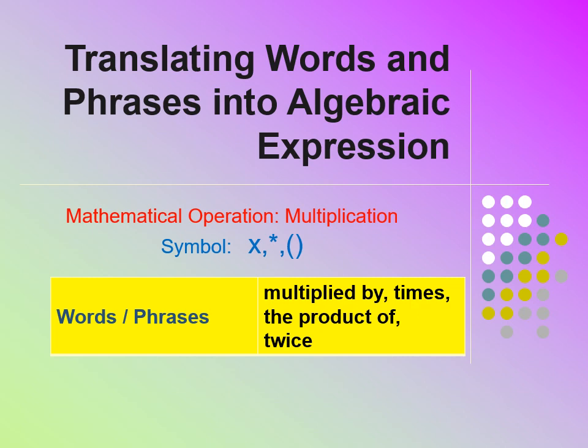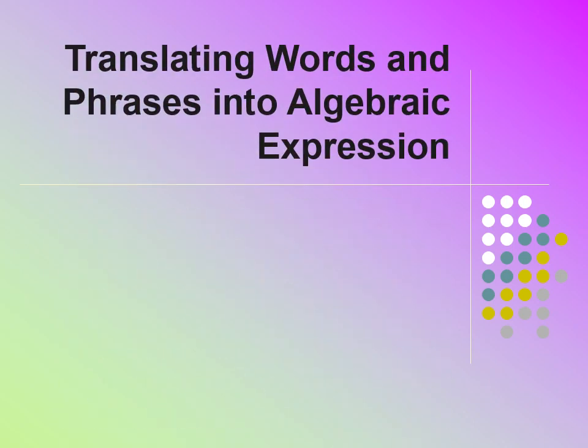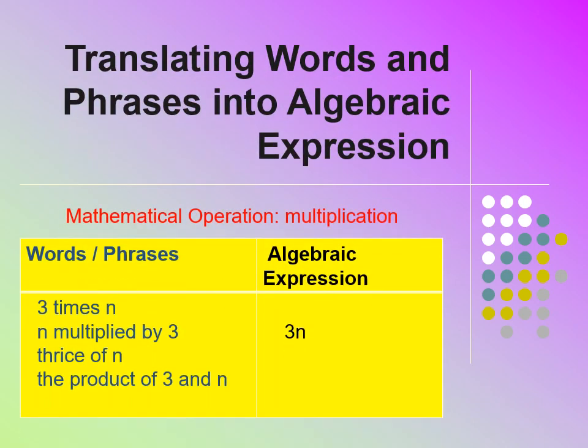So if we encounter these words in any phrases in our daily life, we can connect two terms in our algebraic expression using the multiplication symbol. As an example, we have here the algebraic expression 3n. On the left side, we have the words and phrases for 3n: 3 times n, multiplied by 3, thrice of n, the product of 3 and n.